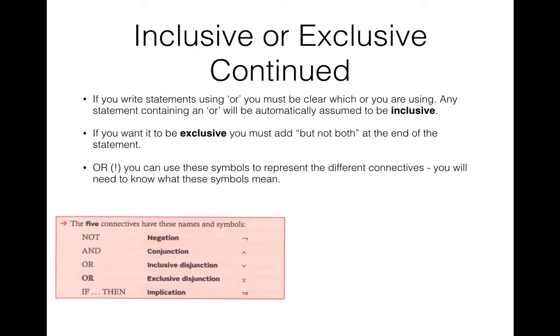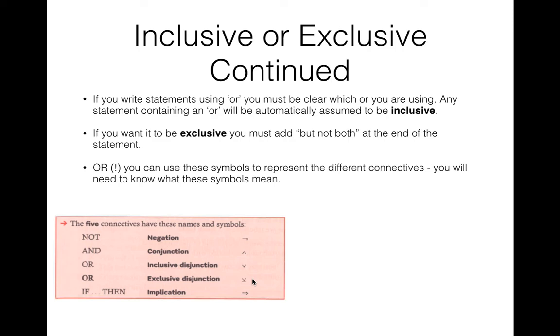You can use these symbols to represent different connectives. So we will be using these, in particular the not one, we'll be using these as we move through the logic course. So look, you can see the difference. The inclusive or has the little downwards arrow. The exclusive or has a downwards arrow with a flat line, almost like a stop. So telling people that you can't have both.